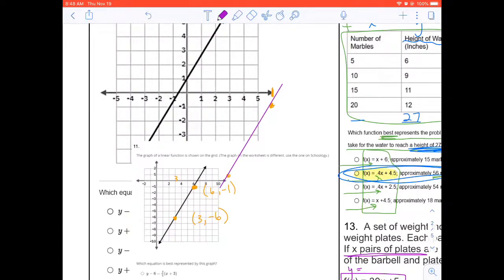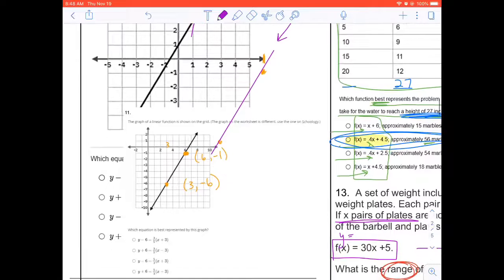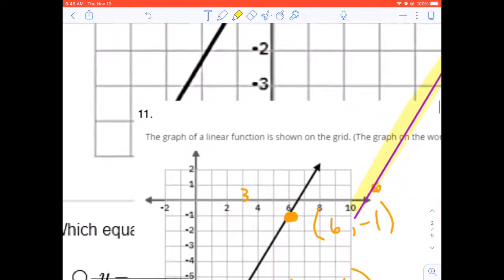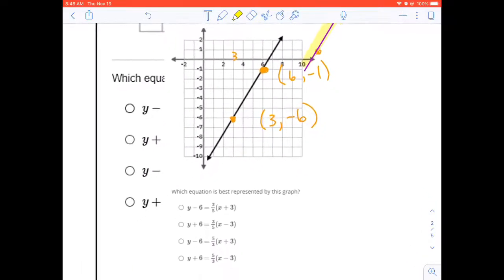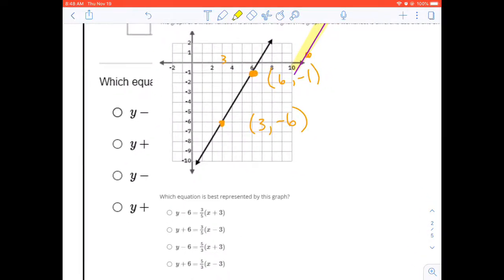So your line should look like this, not this one. It should be this one. Okay, and that's the one that we have on Schoology, so if you're just looking at Schoology, you should be fine. But that's what it would look like on your worksheet. So I'm going to now zoom into the Schoology version so that we have that and we can look at the question. Which equation is best represented by this graph?